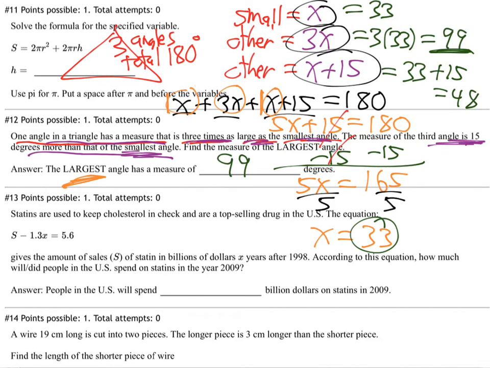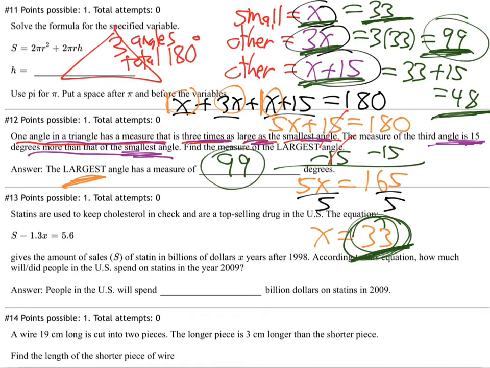How'd you get 99? I just took that 33. Once you had x, the mystery's over. You can plug in. I plugged x into the 3x formula and the x plus 15 formula. I just kept plugging in 33 in the x slot because I learned that x is 33. And I got the 3 answers, 33, 99, and 48. So which is the largest angle? 99.